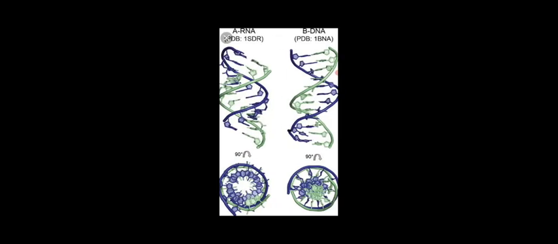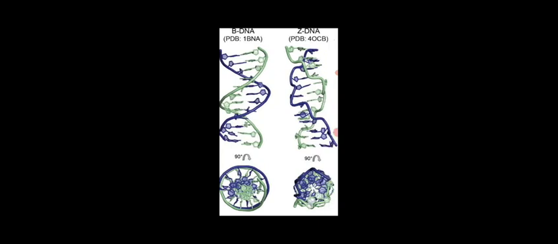There is also a difference in base pairs per turn. 10.7 base pairs per turn are present in the A form of DNA, 10.4 in the B form of DNA, and 12 base pairs per turn in the Z form of DNA. So this is about the different forms of DNA. Apart from these, C form of DNA, D form of DNA and E form of DNA also exist.